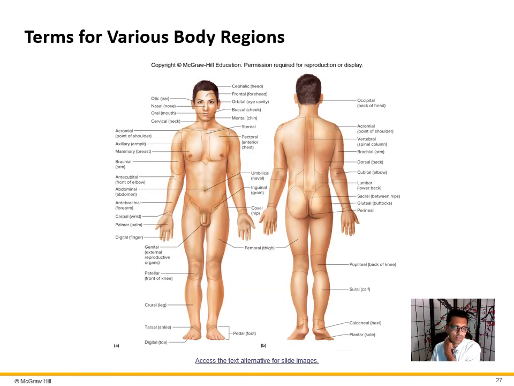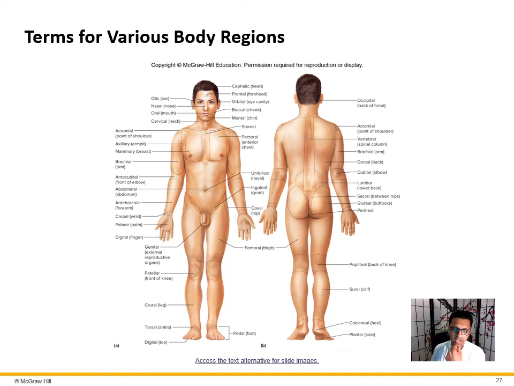Now, you do have this terminology that you want to be familiar with. So instead of saying head, we might use cephalic. Instead of saying forehead, we might say frontal. Instead of saying eye, we might say orbital region. So these are the anatomical names for it. Instead of saying low back, we use lumbar. Instead of elbow, we say cubital. Inguinal is also your groin area.